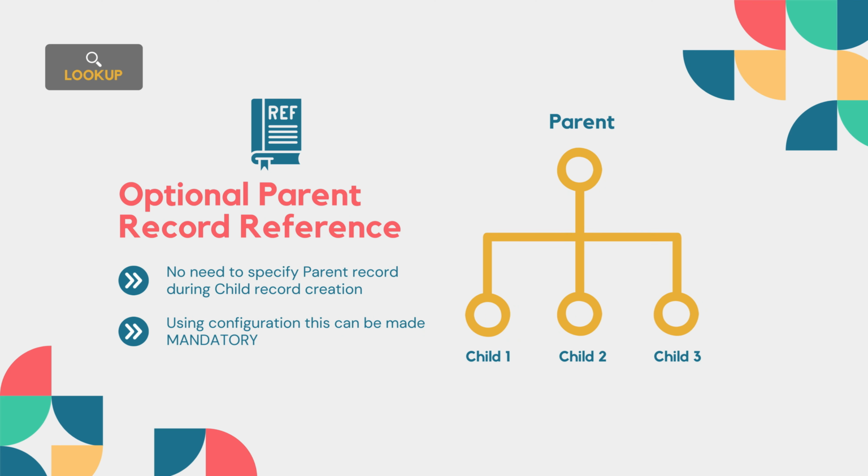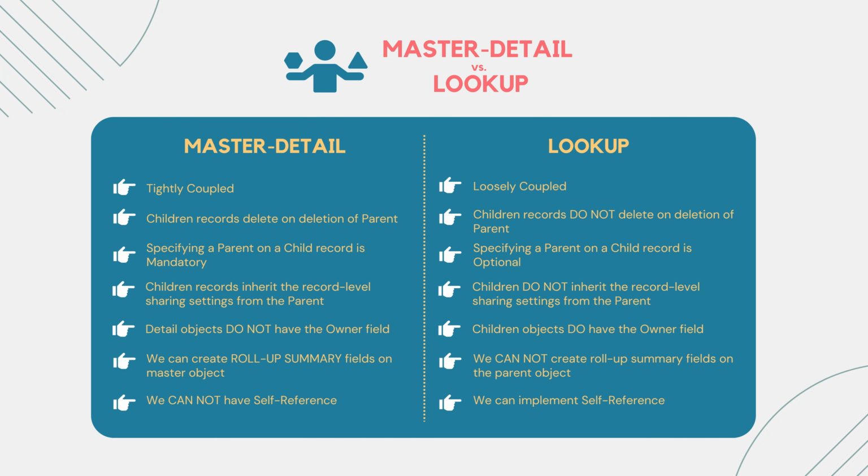The children records inherit the record level sharing settings from its related parent records in master detail. However, in the lookup relationship, we configure these sharing settings separately for the parent and child records. In master detail, we can create roll-up summary fields, while in lookup we cannot. We cannot have a master detail relationship on an object that will refer to itself. However, we can have such self-reference possible in lookups.